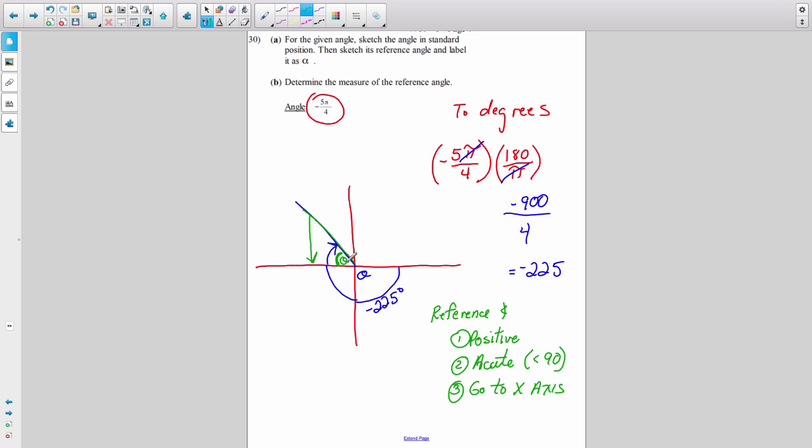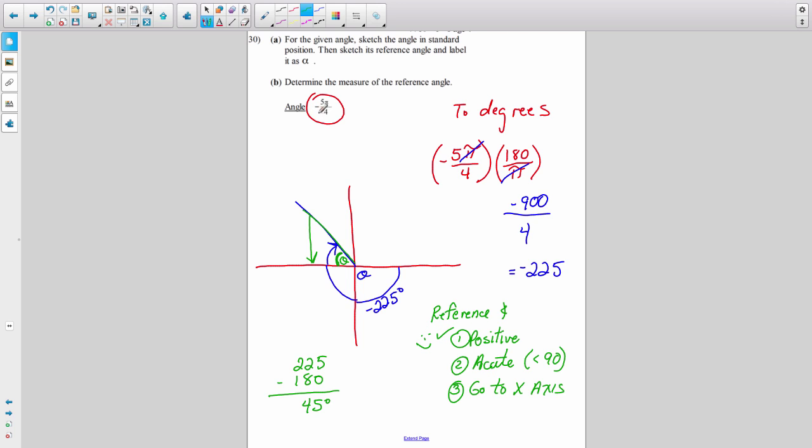If I'm in the second quadrant, I can always say, in this case, 225 minus 180. Remember, not negative. 45 degrees. Not negative 45, always positive.